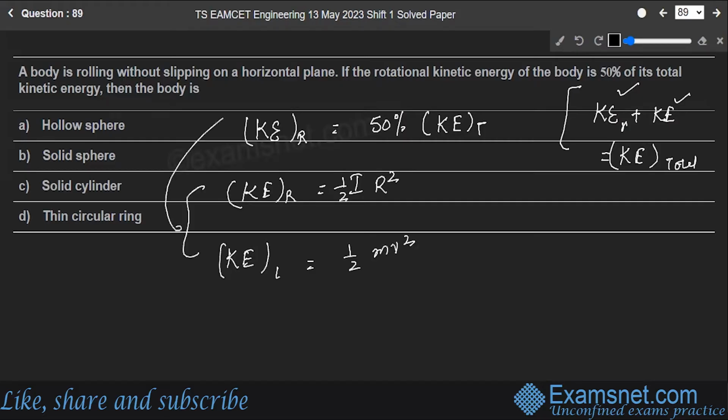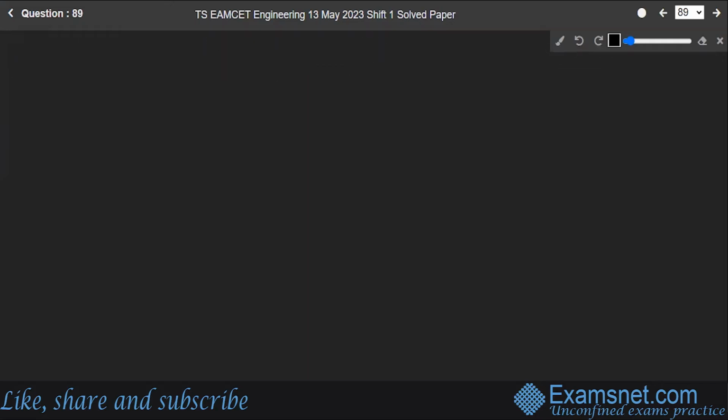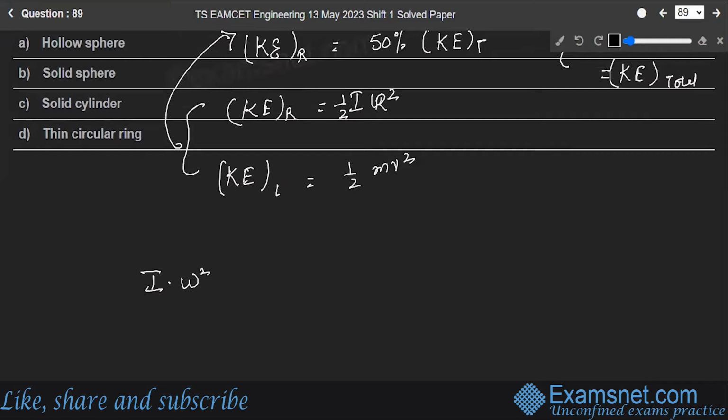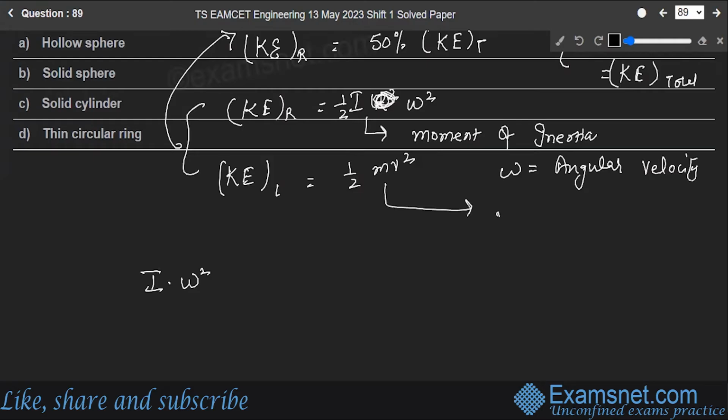So let's put both of these values in the first equation. You have the rotational kinetic energy equal to half I omega square. This is omega square, not radius square, where I is the moment of inertia and omega is the angular velocity. In this question, m is the mass of the body and v is the linear velocity.